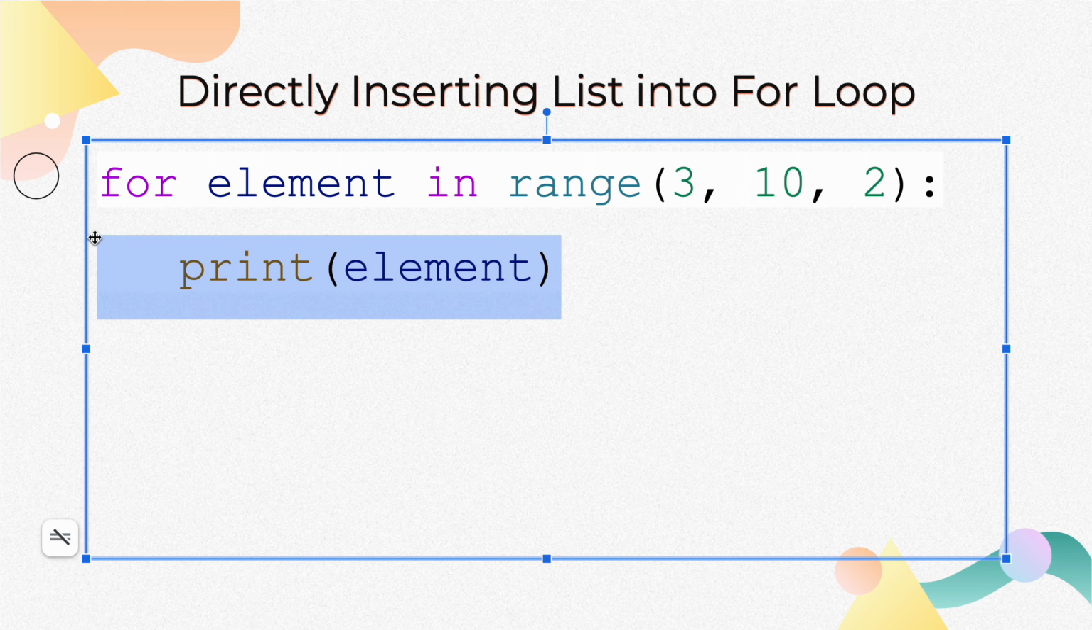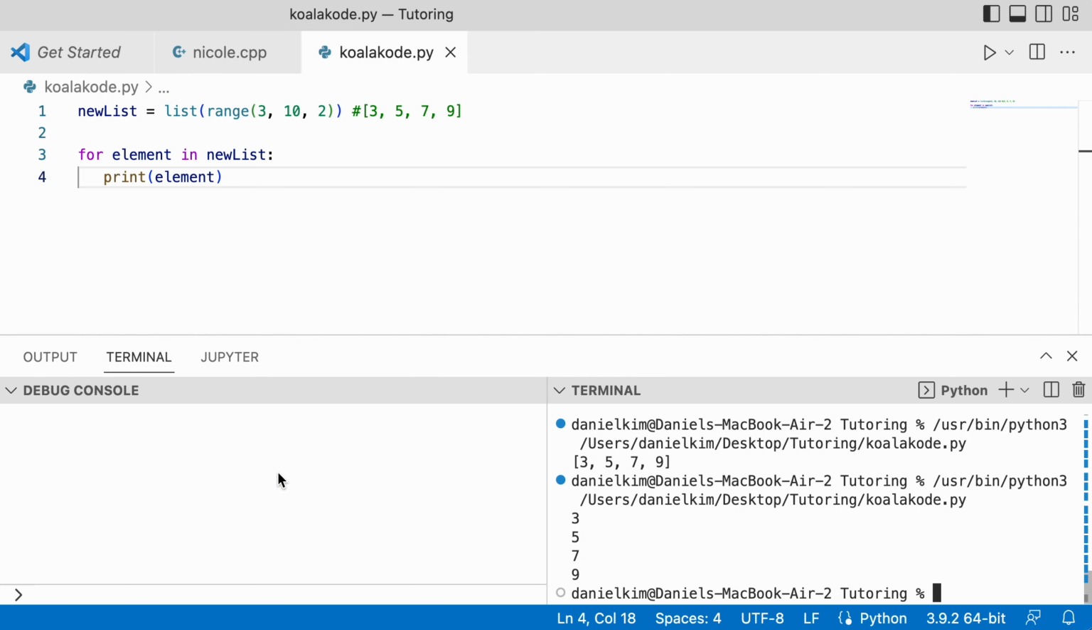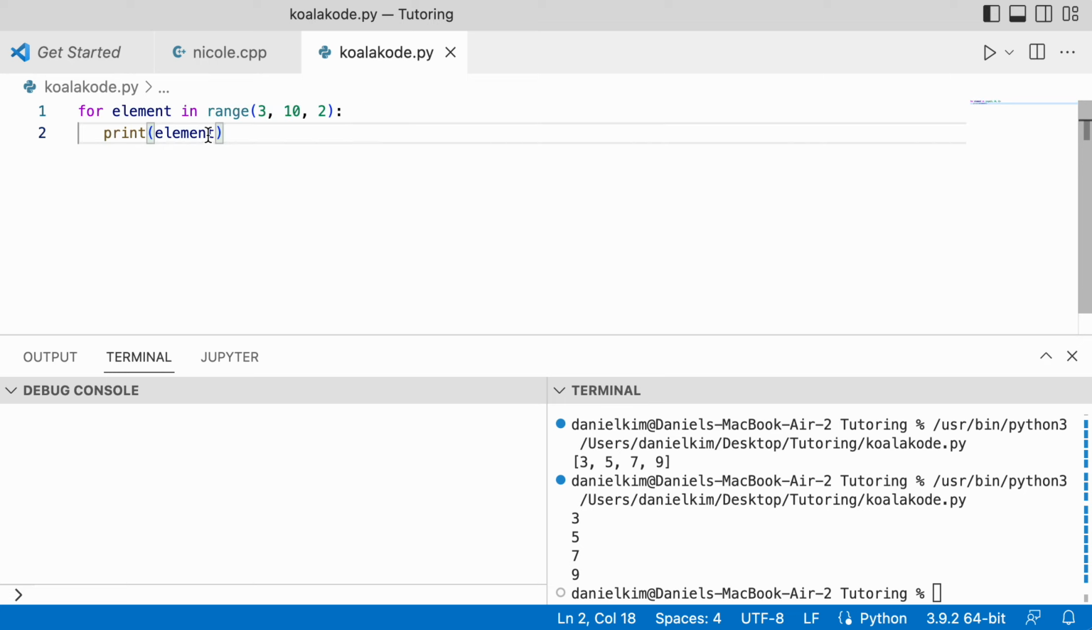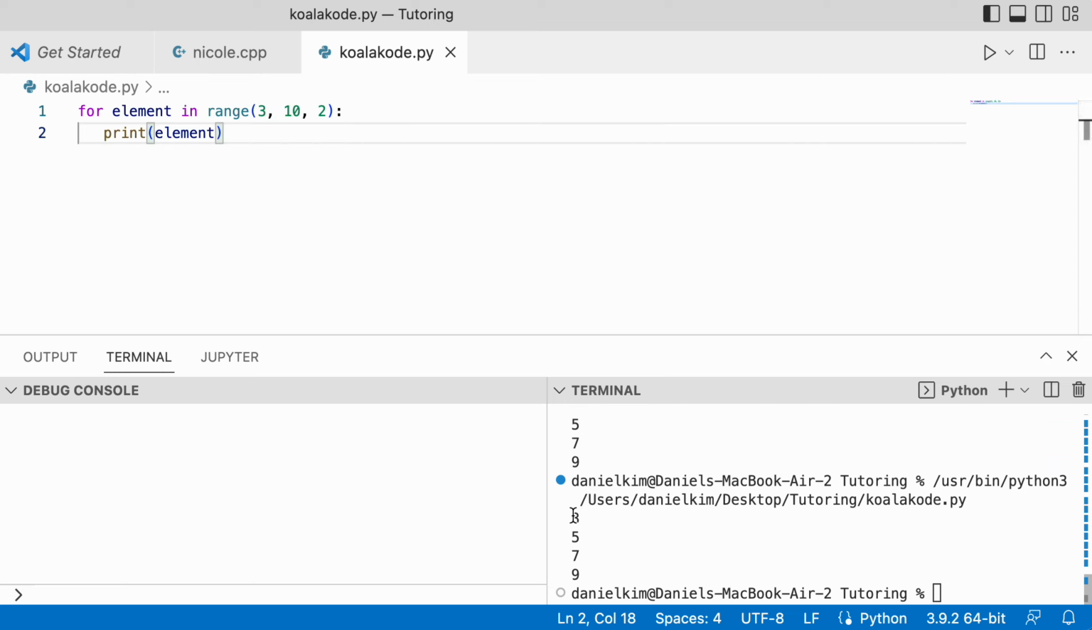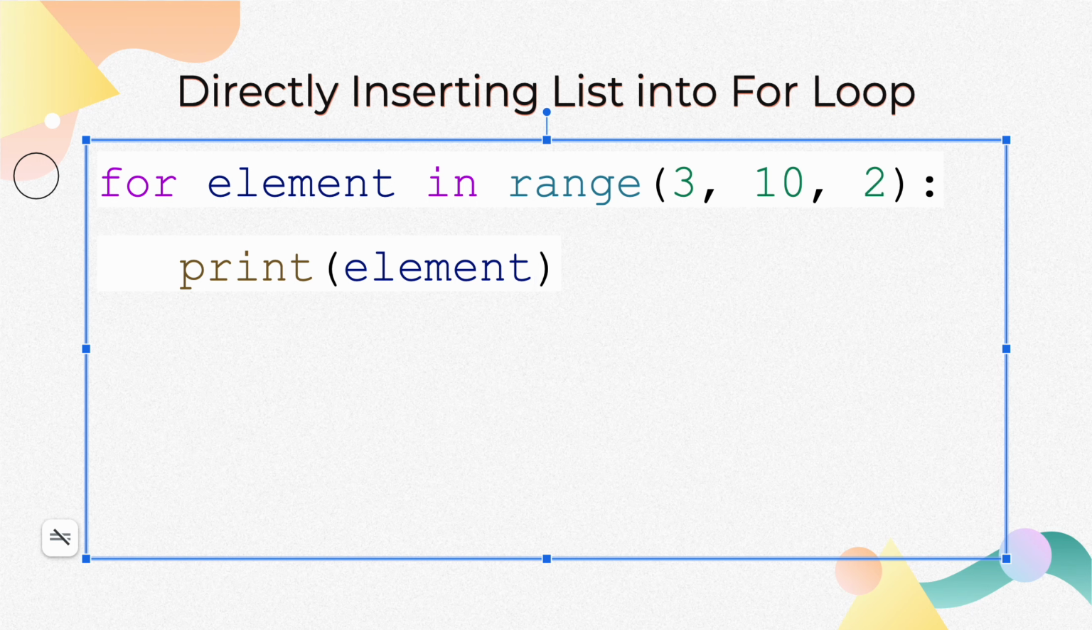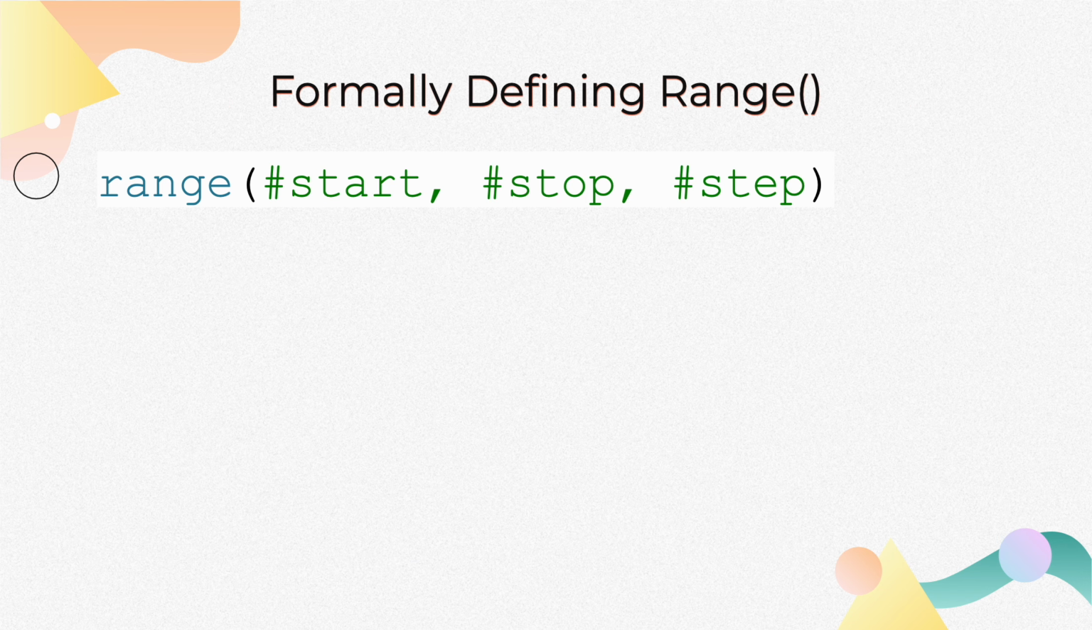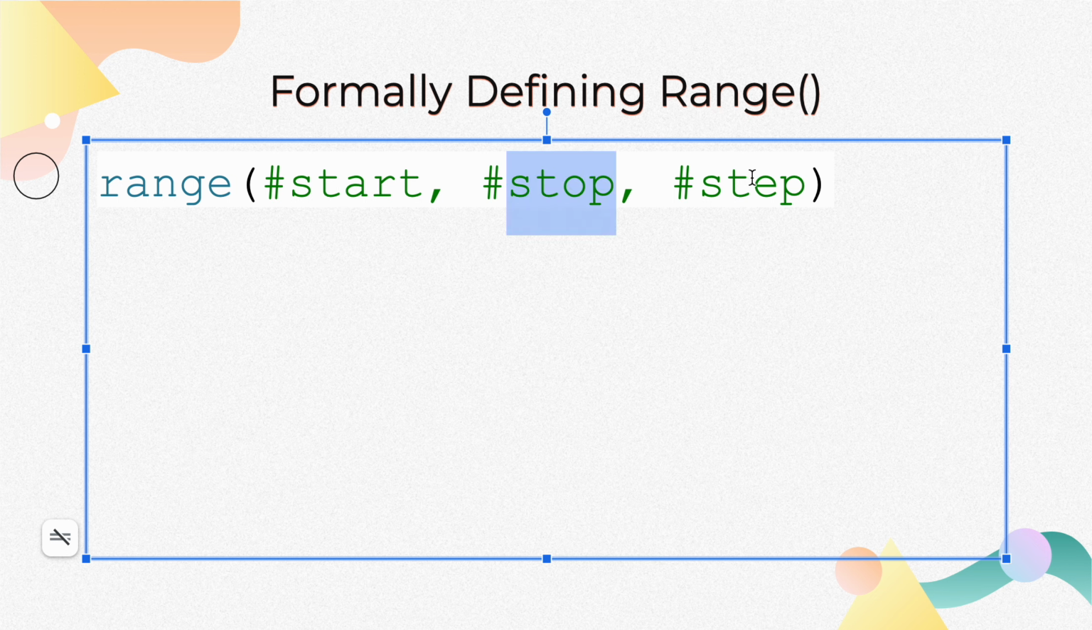But we can directly insert this into the for loop rather than having to type out this line. So all we can do is we can do this, and we are going to be getting the same answer of 3, 5, 7, and 9. Notice here we don't have the list, but we just directly use the range function. The formal definition of the range function is the start number, the stop number, and each step, or how much we increment or decrement by each time we run the code.